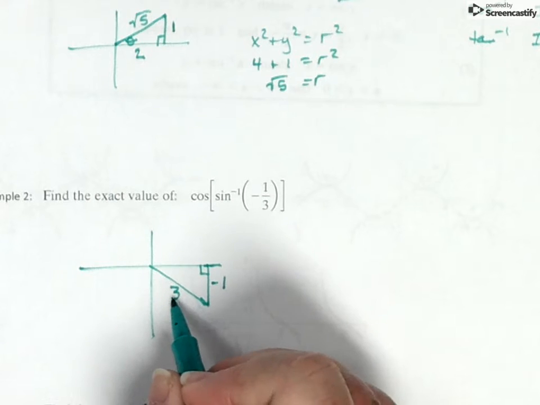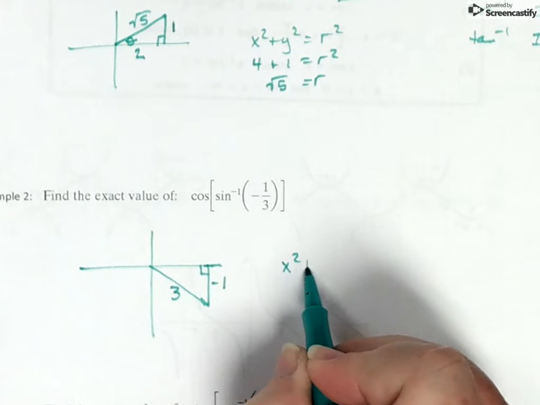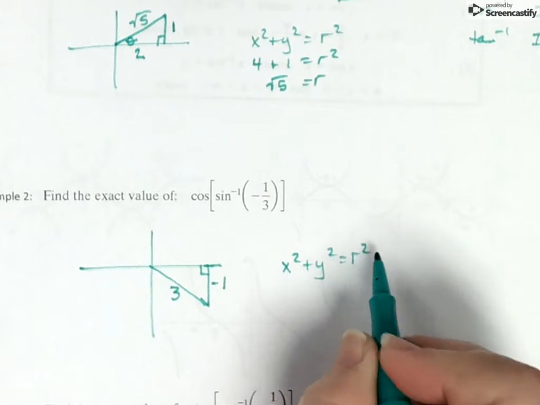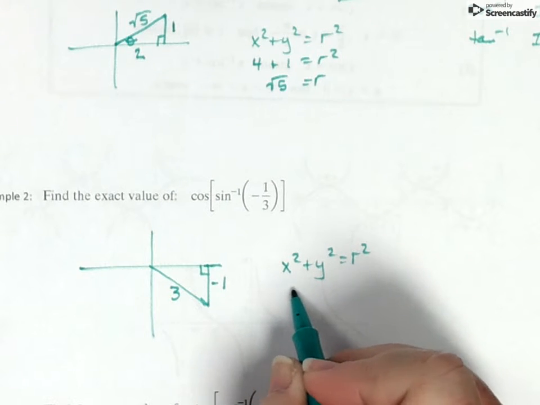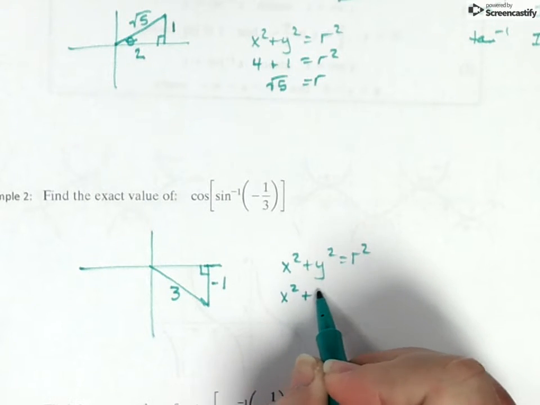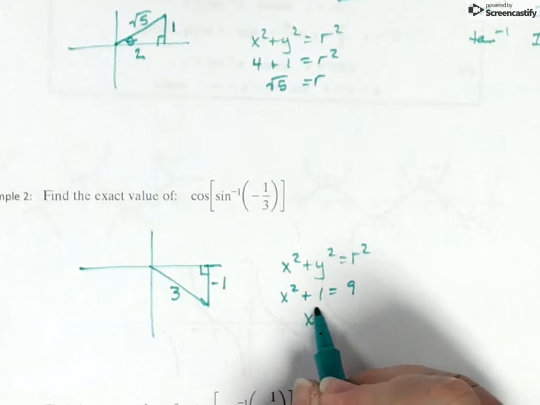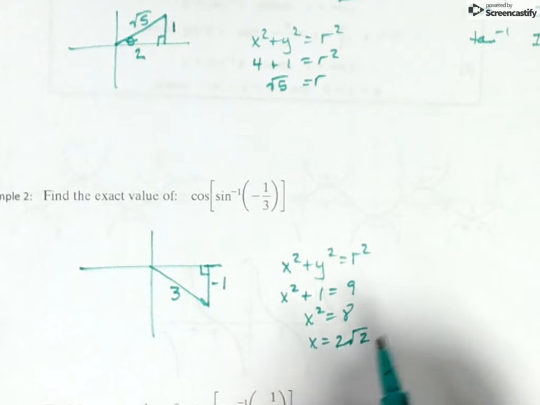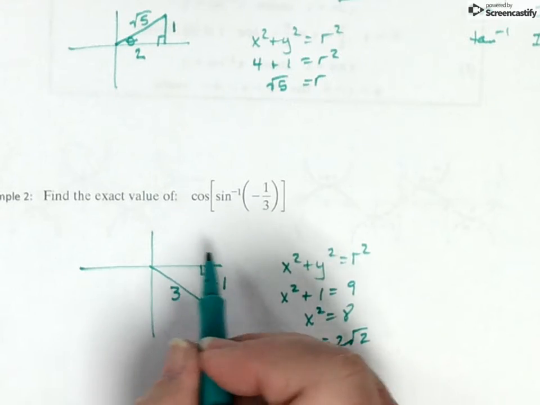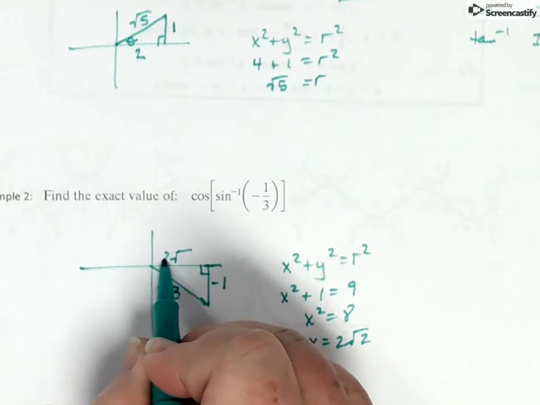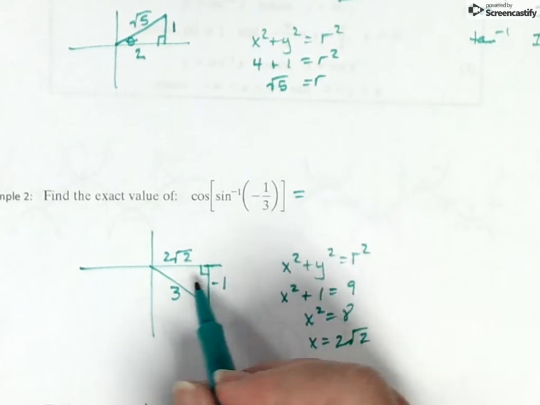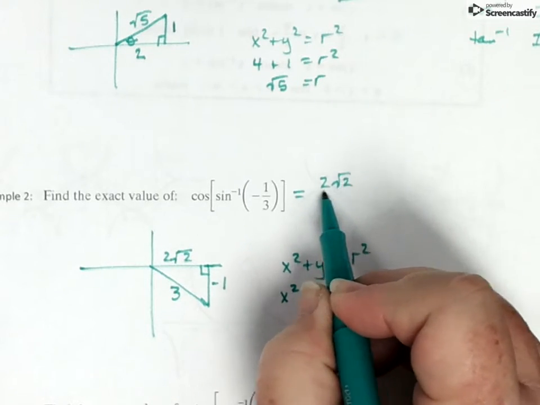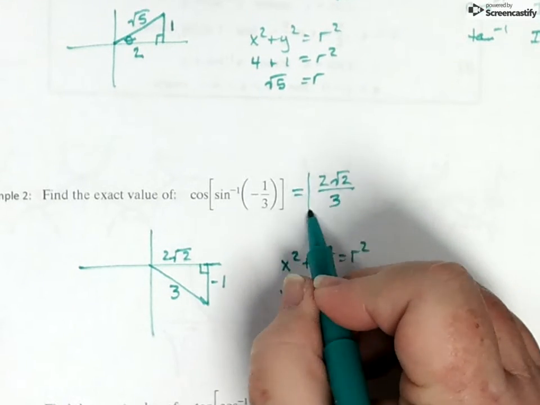So 9, once again, I'm going to do x squared plus y squared equals r squared, only this time I'm going to know x, I don't know x. x squared plus 1 equals 9. So x squared equals 8, x is equal to 2 root 2. Now I need it to be positive because it's in the positive direction, and so my cosine value is going to be 2 root 2 over 3.